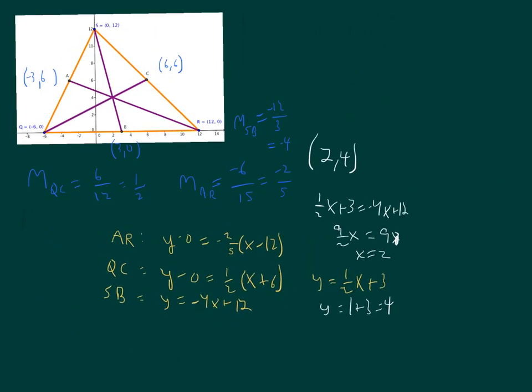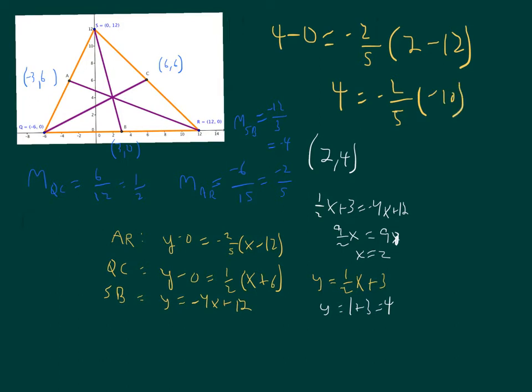Give myself a little bit of room. Okay, I'll plug 2, 4 into AR. And if I do that, I get 4 minus 0 is equal to negative 2/5 times 2 minus 12. So that gives me 4 equals negative 2/5 times negative 10. And then I get 4 equals 4. So it checks. So there we go.